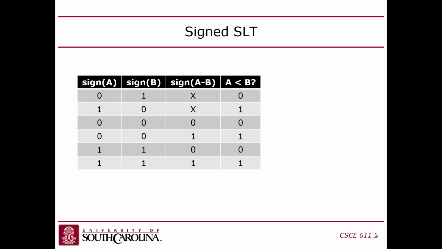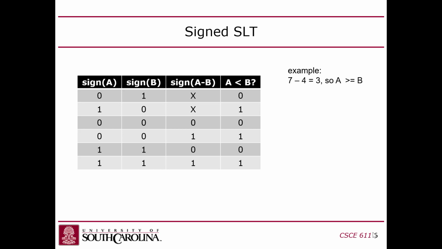Guys with me? If A has a 1 sign bit, it's negative, and if B has a 0 sign bit, it must be positive or 0, so that means A must be less than B because it's negative and B is not. And then if they both have the same sign bit, then you have to look at the sign bit of the difference. So for instance, if you have 7 and 4 as the two numbers that come in, both positive numbers, their sign bits will both be 0. So we're going to be looking at one of these two rows in the table.